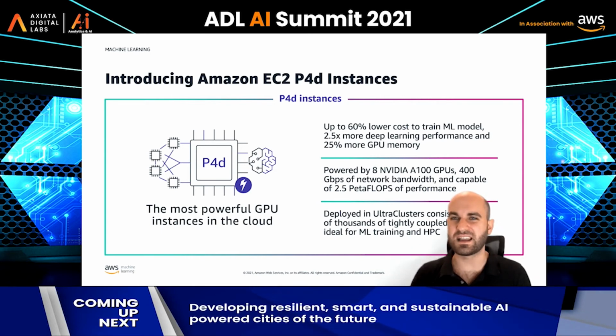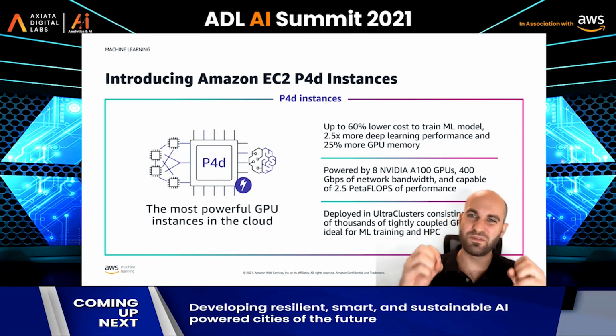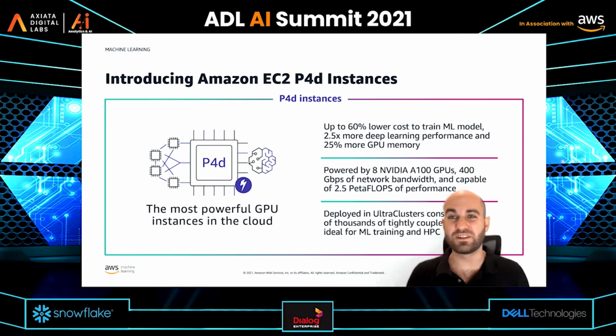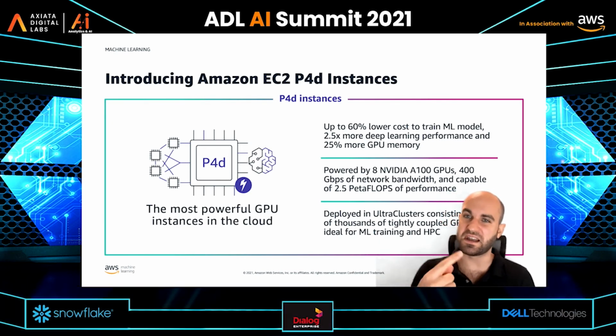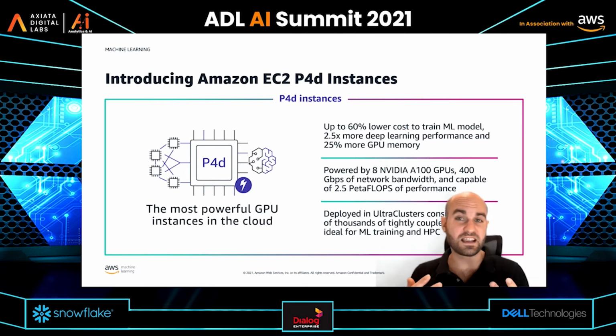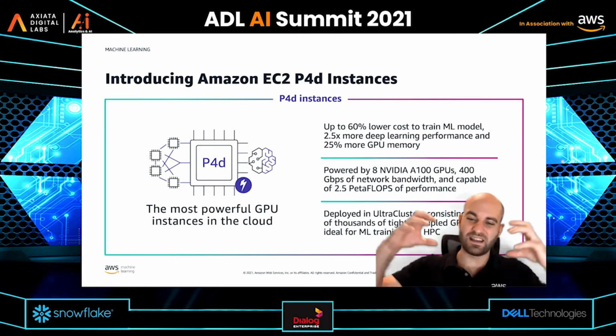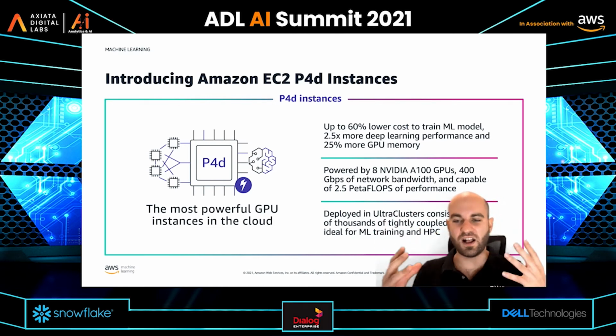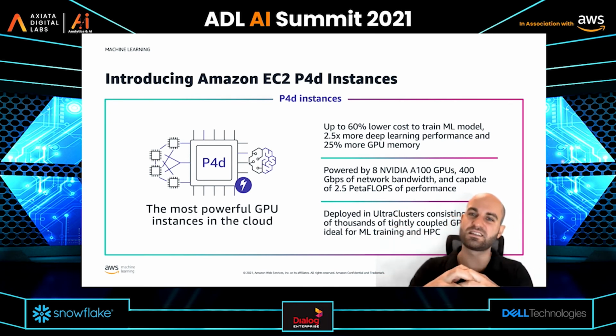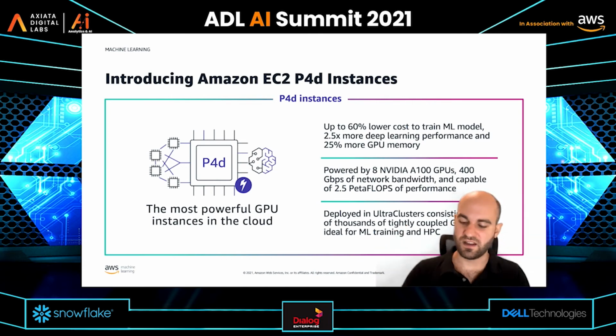This is with the help of the latest A100 NVIDIA GPUs, comes with 8 of these GPUs, 400 gigabits of network bandwidth, very important, so you can actually talk between your nodes, and is capable of up to 2.5 petaflops of performance. So that's really a great way if I need to train a very massive data set or extremely complicated computations that I want to run. And of course, scale, you can deploy it in multiple clusters. You can deploy it in what we call ultra clusters, where we tightly couple these instances together so they can quickly talk to each other with the right network bandwidth to really allow you to train up to any kind of scale that you want to have.